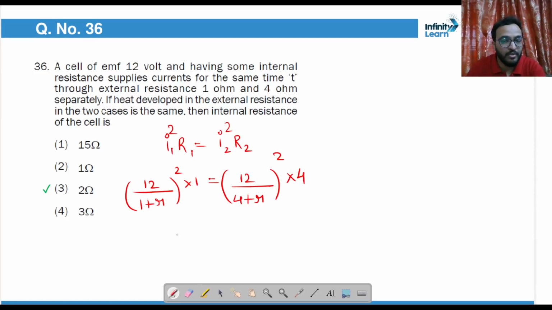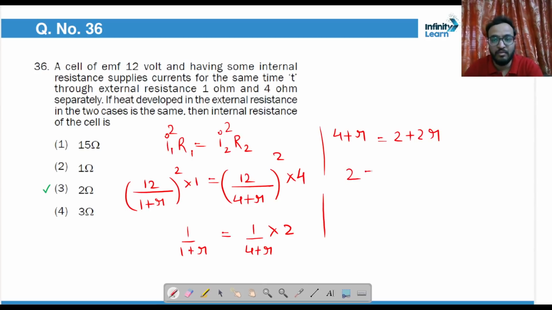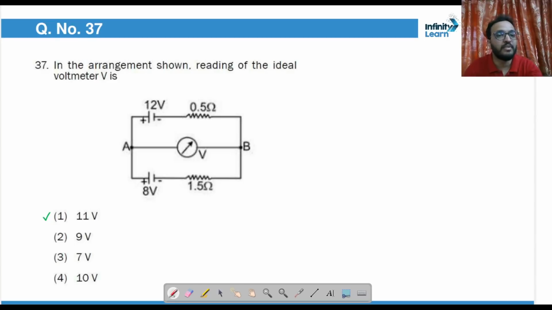Now taking under root both sides, 12 and 12 will get cancelled. 1 by (1 plus r) is equal to 1 by (4 plus r)... under root of 4 will be 2, right? So you will say 4 plus r is equal to 2 plus 2r. So 2 is equal to r, so r is equal to 2 ohms. Got it? So r will be 2 ohms.